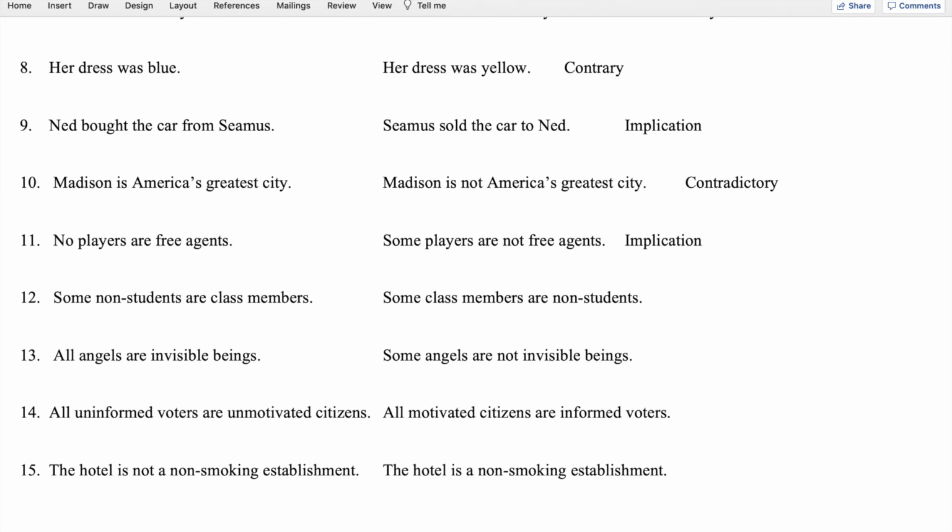Number 12, some non-students are class members, and some class members are non-students. So in this case, we have two particular affirmatives. The non-students is the negative or the denial or the complement of the term. It doesn't change the quality of the statement. So we have two particular affirmative statements, and we know with particular affirmatives that we can convert those statements, and so we have here logically equivalent statements.